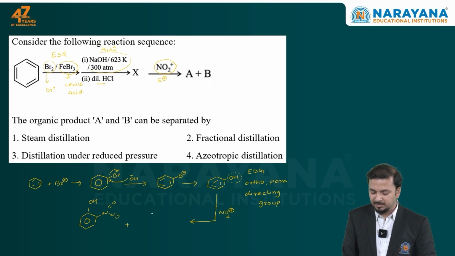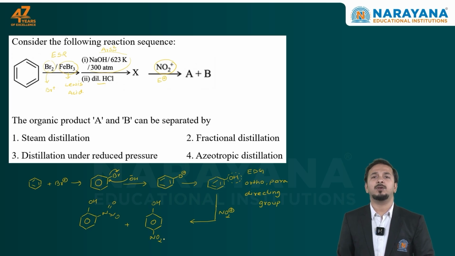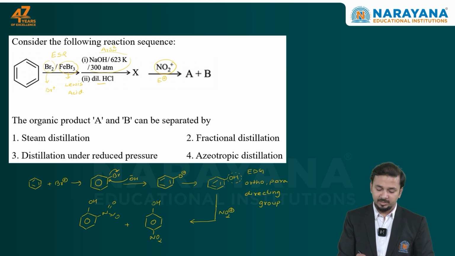and para-nitrophenol. So one of them will be A and other one will be B. Now we know that para-nitrophenol will have intermolecular hydrogen bonding, because of which it is not steam volatile. But ortho-nitrophenol will be steam volatile, due to which they can be separated by steam distillation method. So correct answer for this question will be option 1.